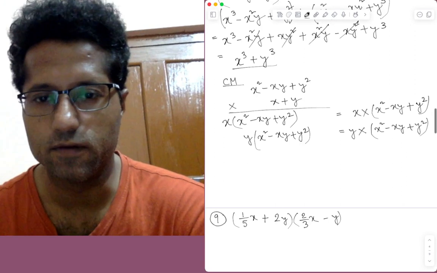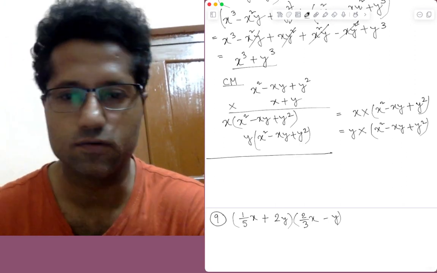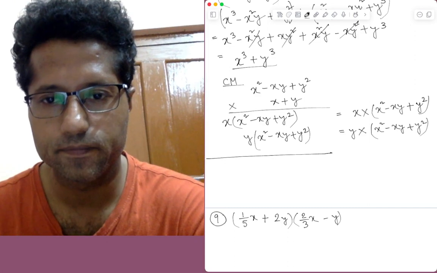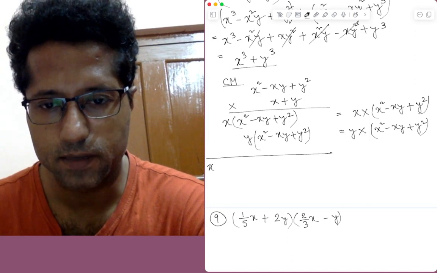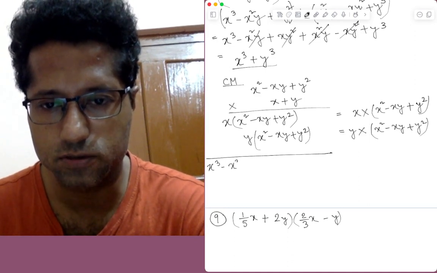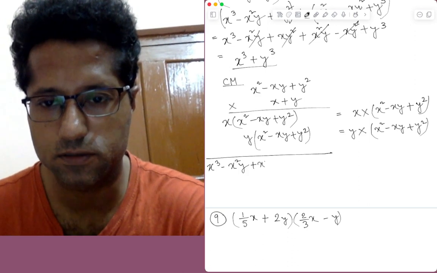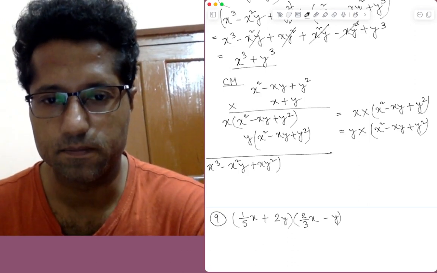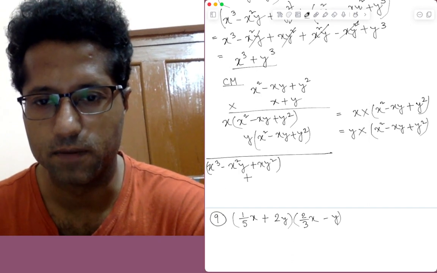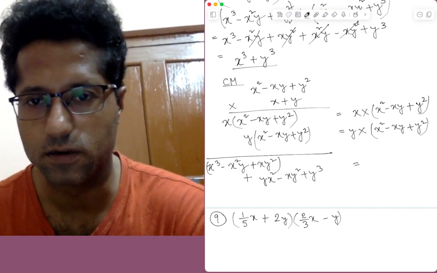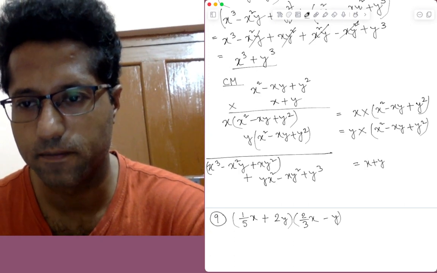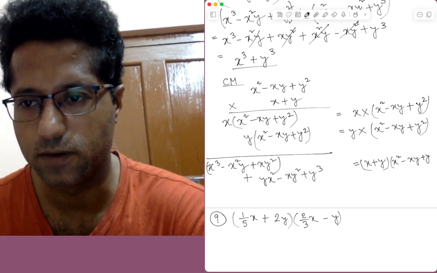Now we have to do the product and add. From the first row, if we do the product of the monomial x with the trinomial, we get x cube minus x square y plus xy square. This is the first product, and from the second row it becomes x square y minus xy square plus y cube. This will be the final result of x plus y multiplied by the trinomial x square minus xy plus y square.